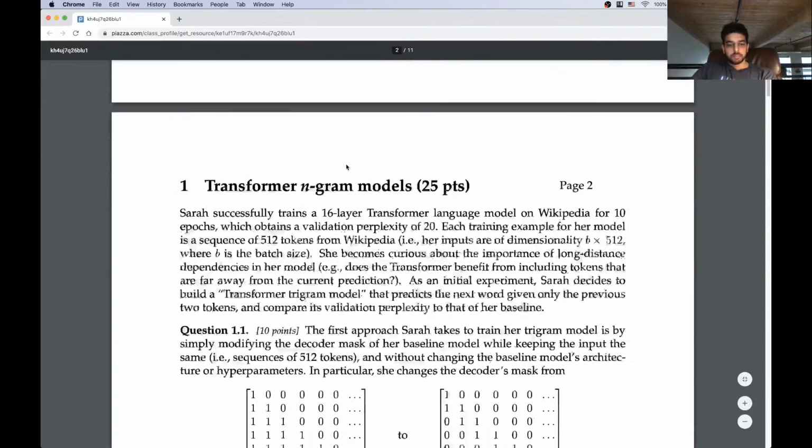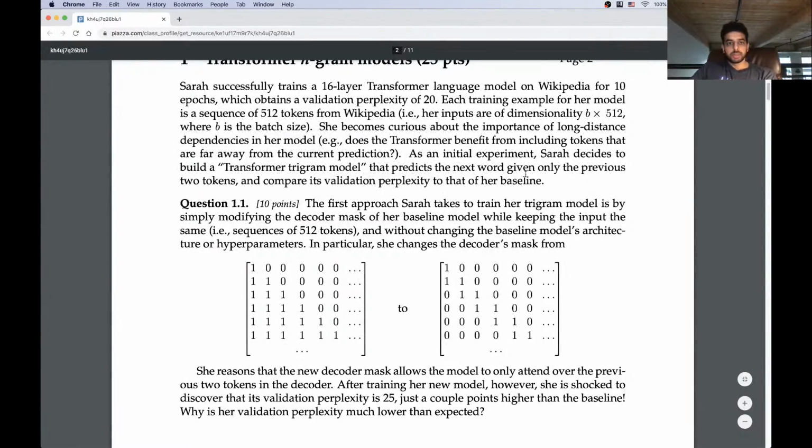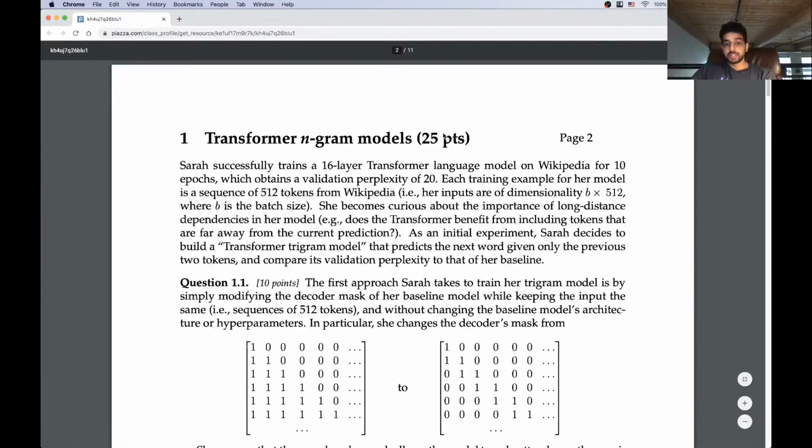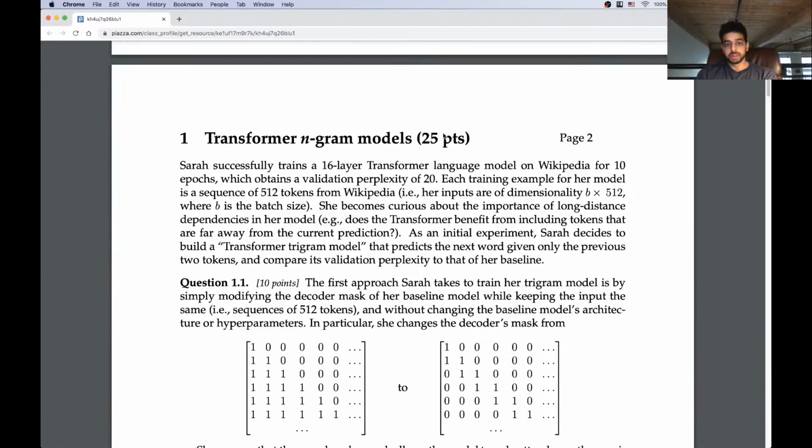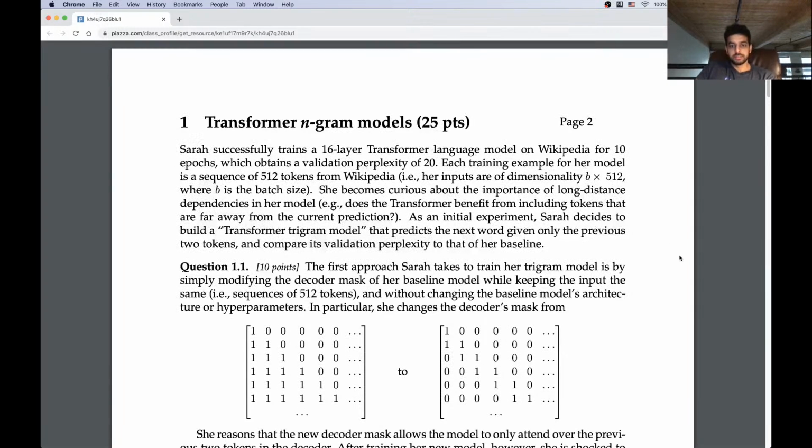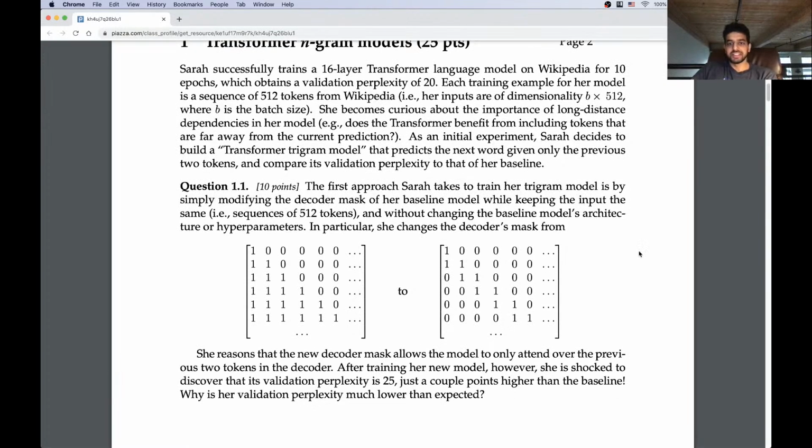Okay, so let's go over these questions. The first one, actually one of the TAs went through a bunch of different responses here and estimated that maybe only 20% of you got it correct. So it turned out to be much more difficult than I intended.